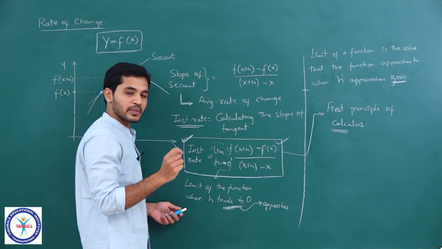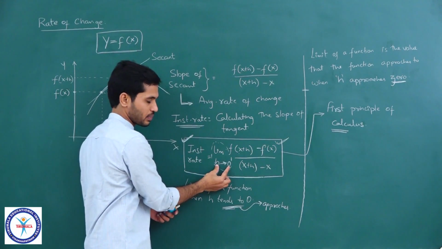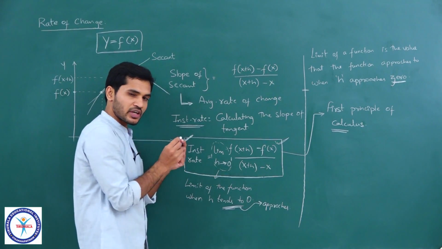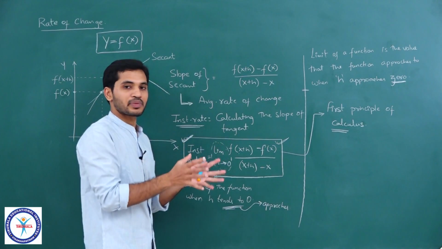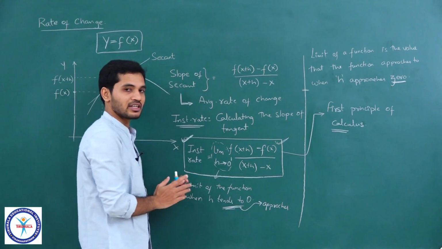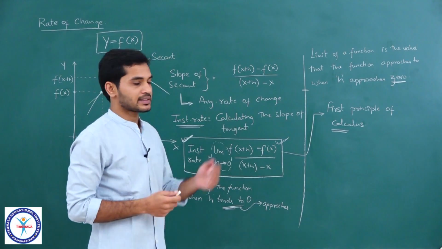Clear? And as I told you, do not worry much about this limit idea. It is just a method for telling what is the value of this when this happens. When h is becoming very close to 0, what is this value? Representing that is what we call a limit. Clear? So, nothing to worry about that, right. So, that is the idea.